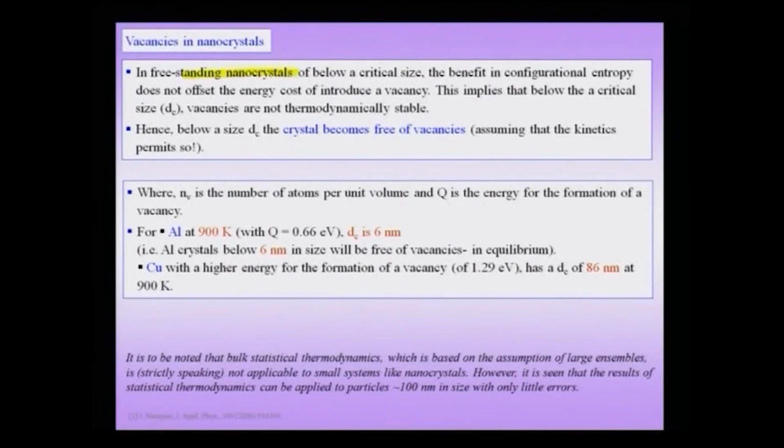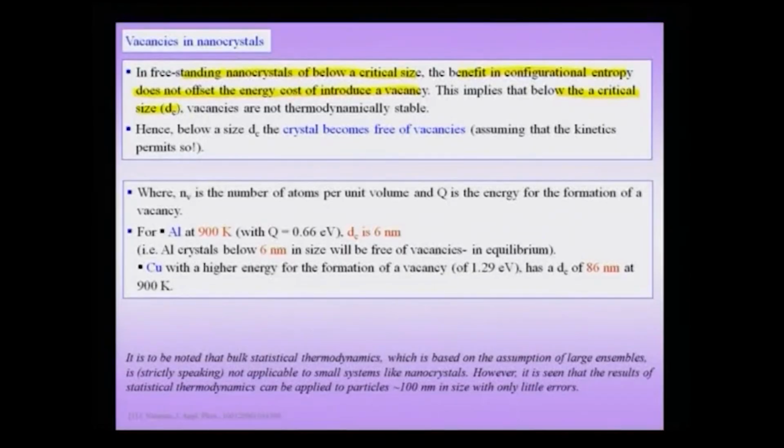In freestanding nanocrystals below a critical size, the benefit in configurational entropy does not offset the energy cost of introduction of a vacancy, because now it is a nanocrystal, the number of sites over which this vacancy can configure are smaller. This implies that below a critical size you expect that vacancies may become thermodynamically unstable. This critical size we can call D_C, and the crystal can become free of vacancies.